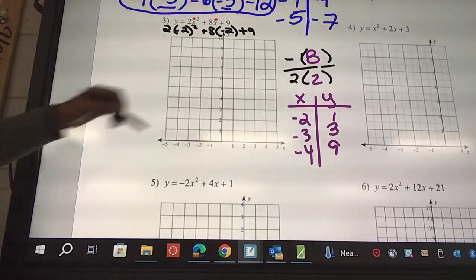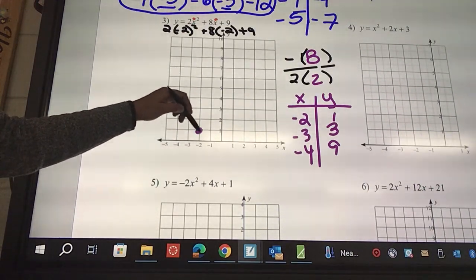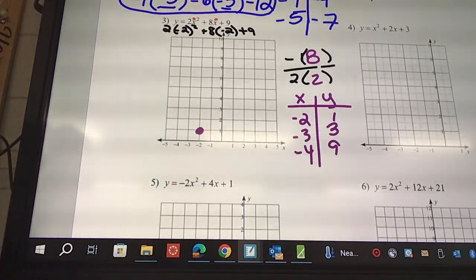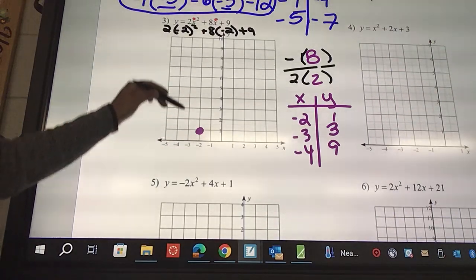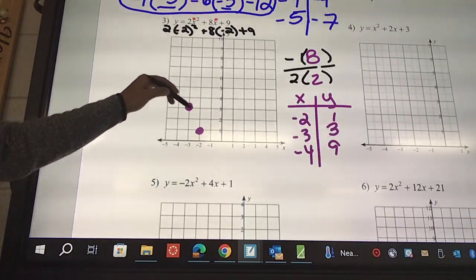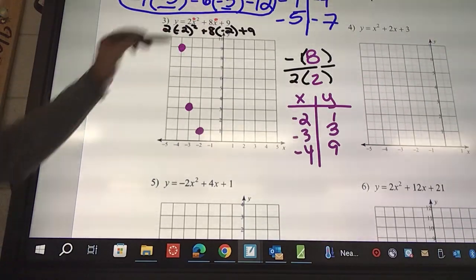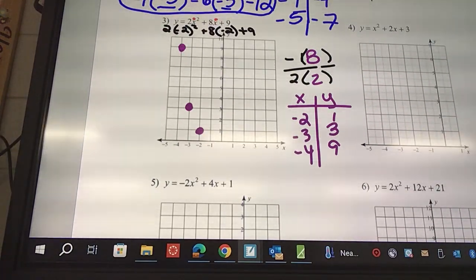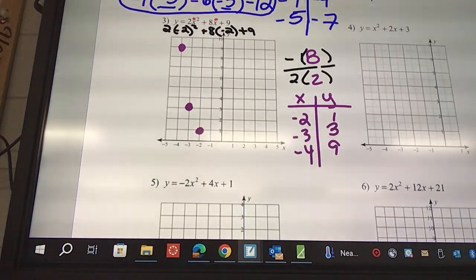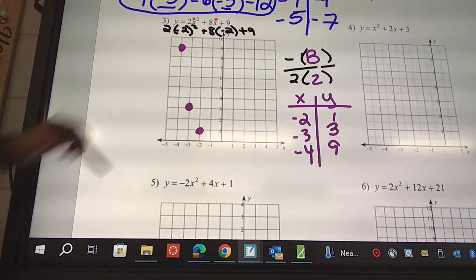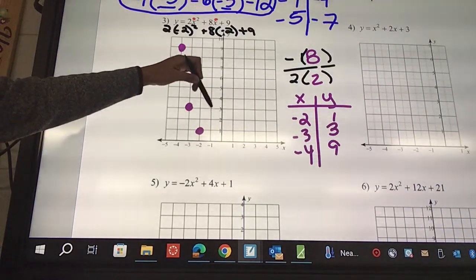Okay, so we're going to go to -2 and 1. Okay, and then I'm going to go to -3 and 3. And -4 and 9. Okay, so, and again, I'm going to take this and copy it over.